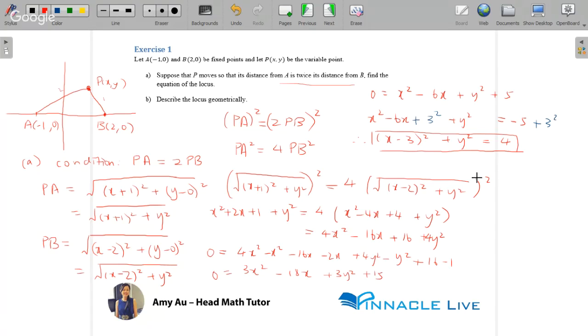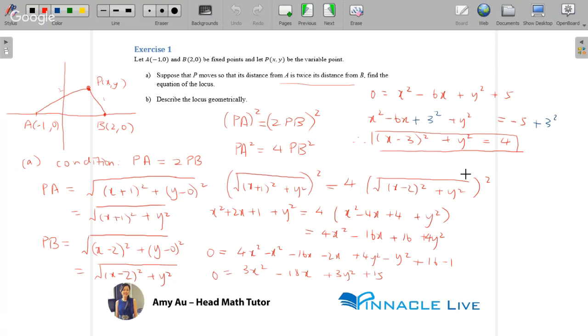All right, so we found the equation. Now we're going to describe this geometrically. If you have any questions, I would like to remind you there is a chat box on the side if you're watching the stream from YouTube. So just feel free to utilize that.